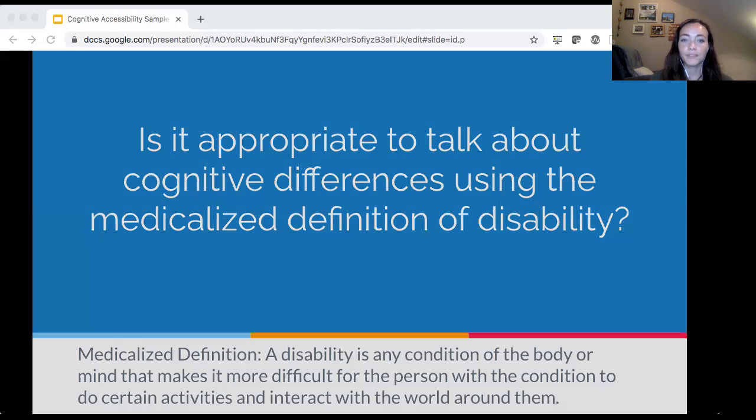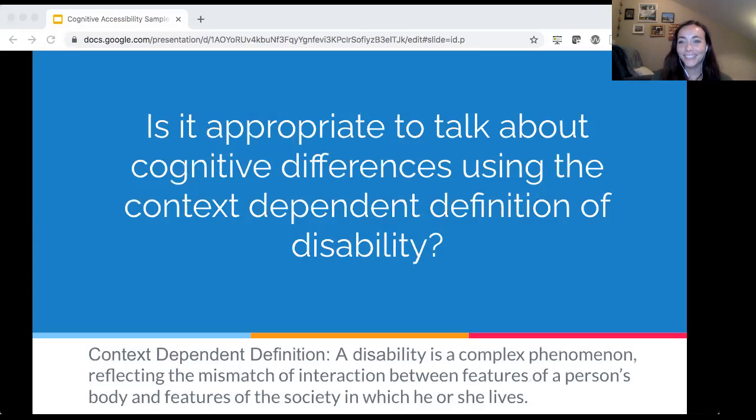Okay, so another question I wanted to pose, is it appropriate to talk about cognitive differences using the context-dependent definition of disability? So again, I added this definition to the bottom of this slide, and no one needs to answer. It's more just thinking about this and what do you believe?